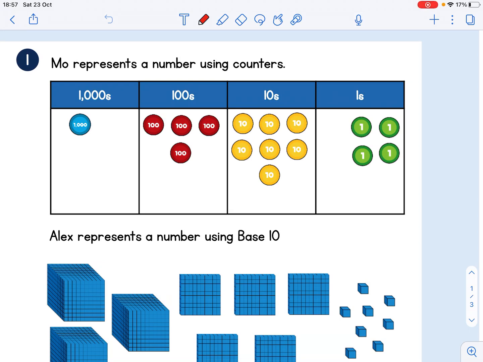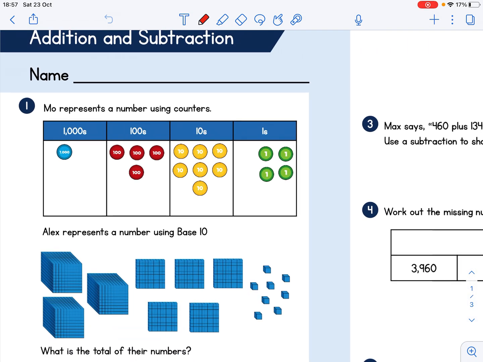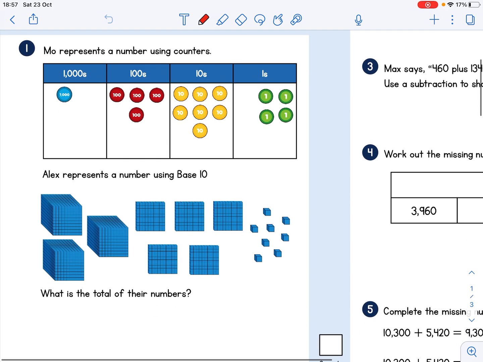Okay, I'm going to go through the end of block assessment for addition and subtraction. Mo represents a number using counters and Alex represents a number using base 10. So we've seen these in class. Let's go through it. We need to look at what is the total of their numbers. First of all, we need to know what number they're both representing.